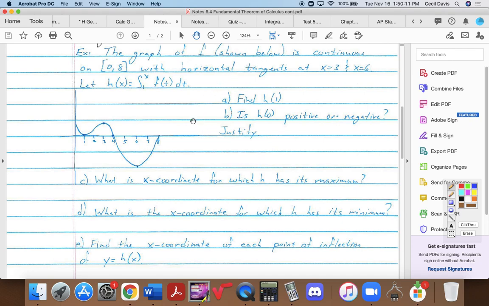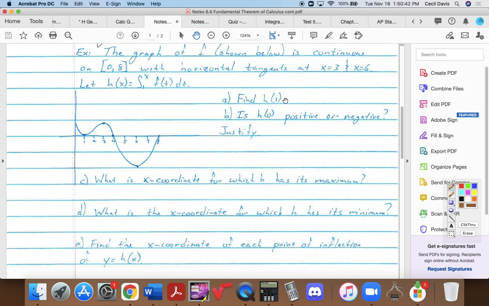The graph of f shown below is continuous on the closed interval from 0 to 8 with horizontal tangents at x equals 3 and x equals 6. So it just lets you know that those are indeed high points and low points, and there's no hinky business going on, no hidden behavior. Let h of x be the integral from 1 to x of f of t dt. Okay, so they're defining h in terms of the integral of f, which is shown down here.